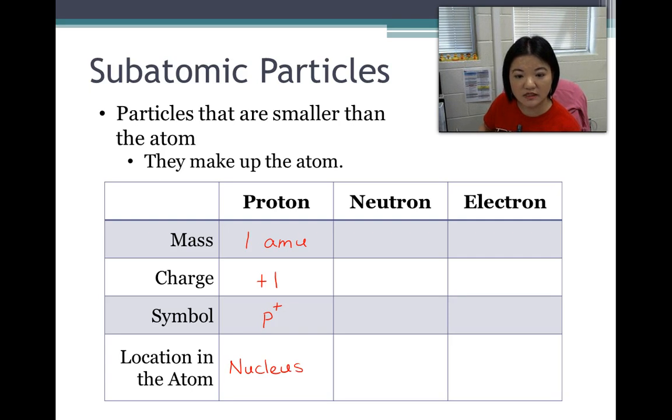Alright, the neutrons also have a mass of 1 AMU. They are neutral, okay, and their symbol is an N with a 0 as a superscript, and they are also in the nucleus. And finally, the electrons have no mass. Their charge is a negative 1. Their symbol is an E with a little negative sign as a superscript, and their location is in the electron cloud.